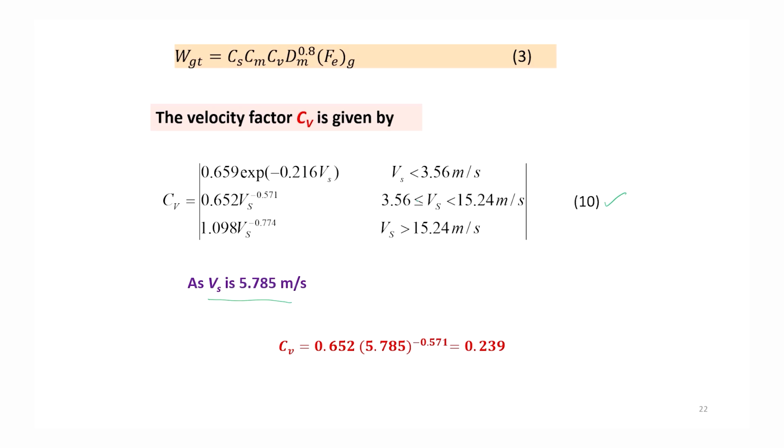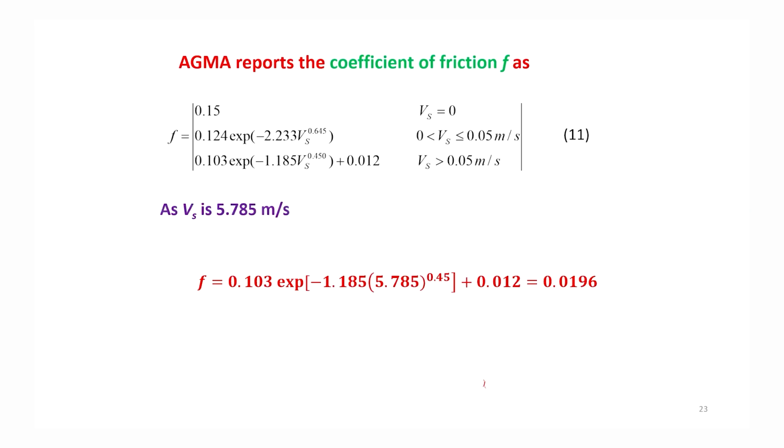For Vs greater than or equal to 3.56 but less than 15.24, it means our sliding velocity is lying in this range, and so we will use this formula. This formula is used after substituting the value of Vs here to get the value of Cv, and it is 0.239.